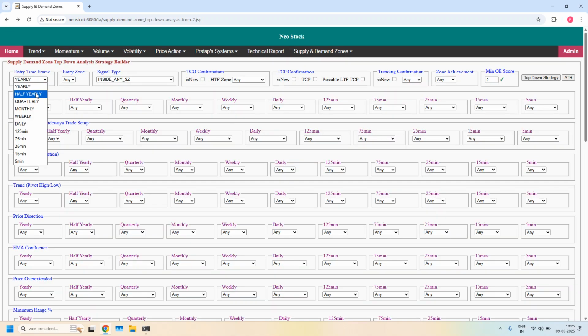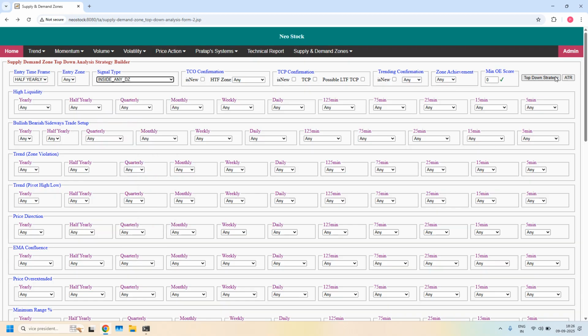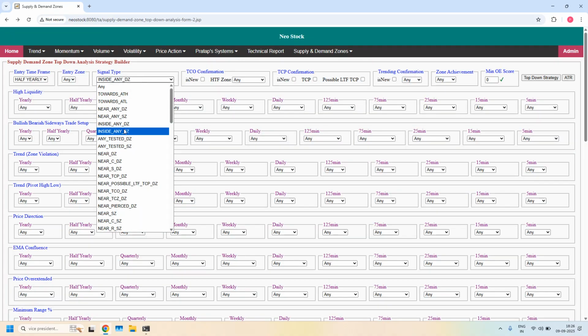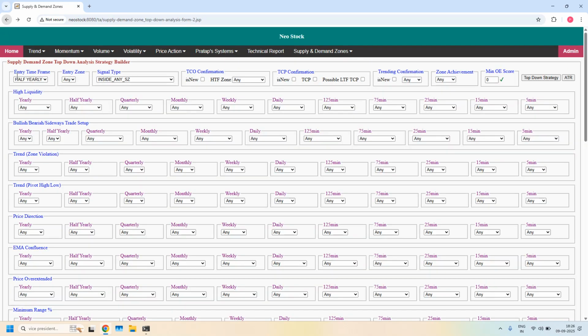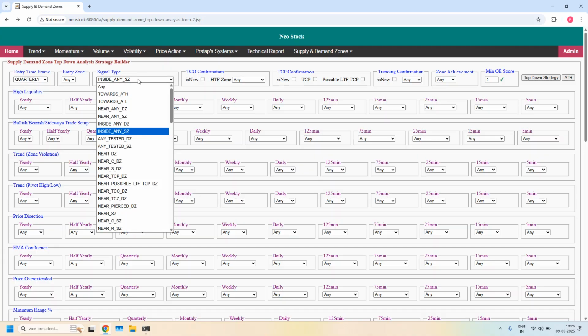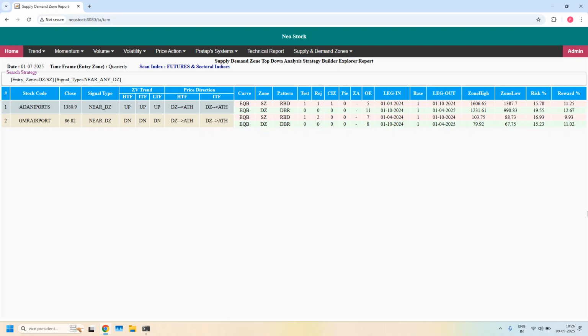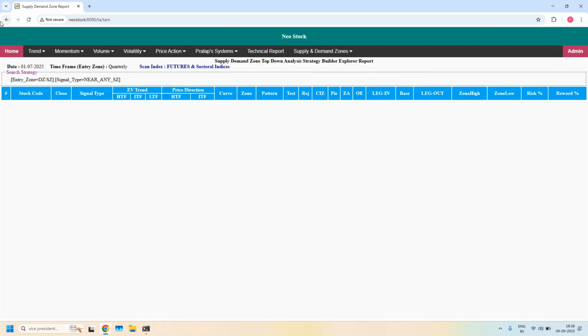Next time frame, half yearly, price closed inside the half yearly demand zone, we got 6 stocks. Next, price closed inside the half yearly supply zone, we got 3 stocks. Next time frame is quarterly, stocks near to the quarterly demand zone, we got 2 stocks. Next, stocks near to the quarterly supply zone, no stocks.